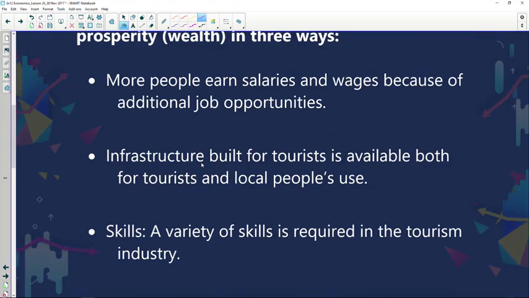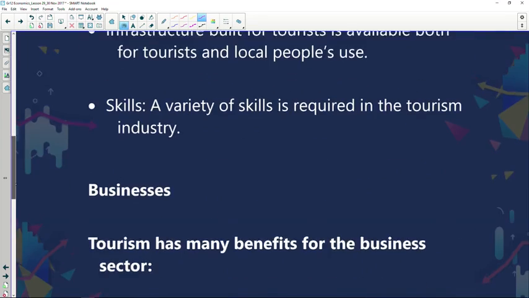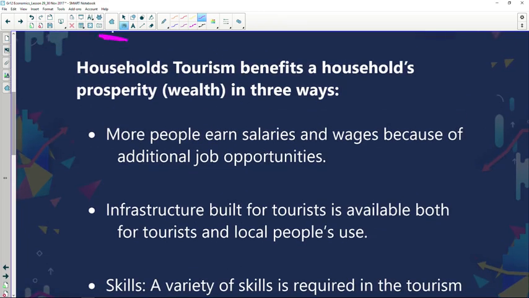So let's move on. So those are some of the benefits of tourism, and I'm just going to go back to my point. There we are. So now we're looking at the household in terms of, how do they benefit from all of this. So households tourism, the screen is jumping up. Let's try again. There we are.